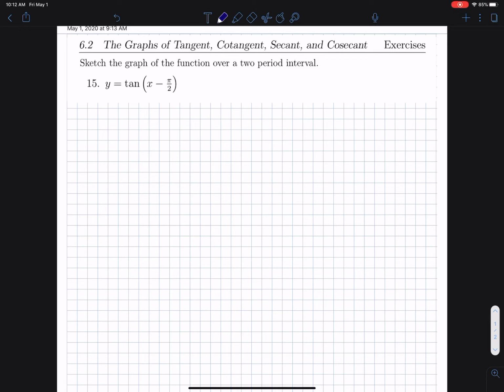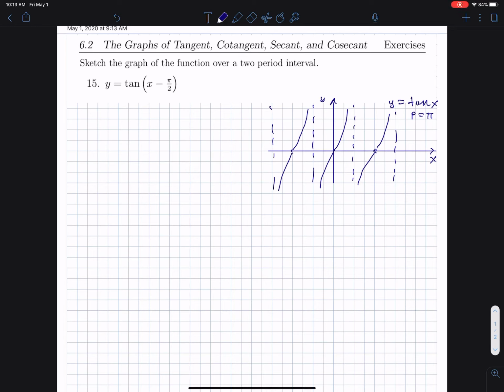All right, so we're going to go ahead and sketch this graph of y equals tangent of x minus pi over 2. Before I start, I'm going to quickly draw a sketch of tan x, and that's going to be our reference. This is based on the assumption that it's memorized, so we already know this. We don't want to go through it every single time. It's such an important graph, we should know that.